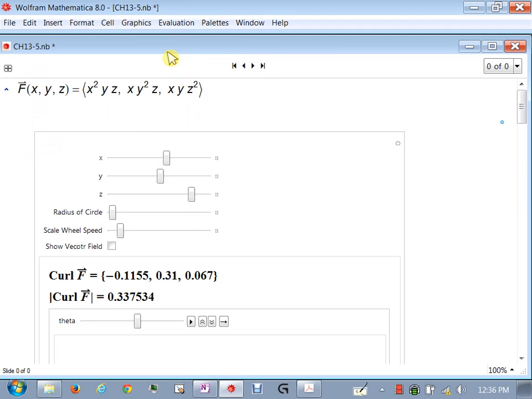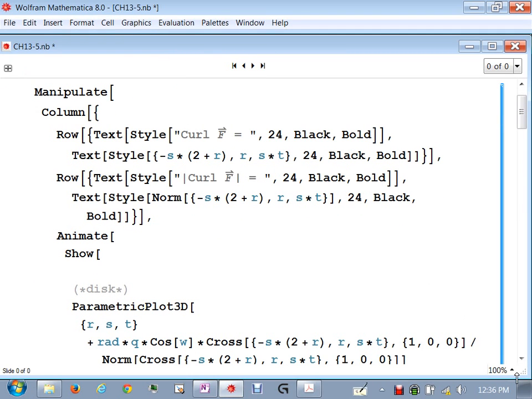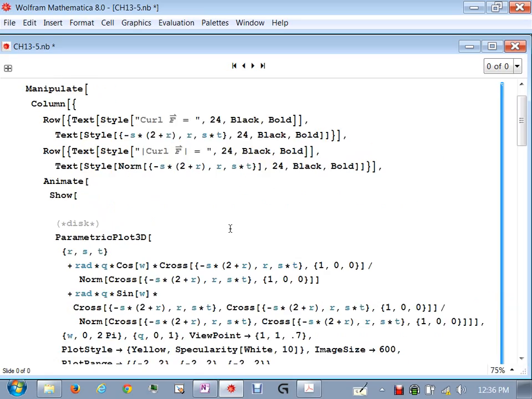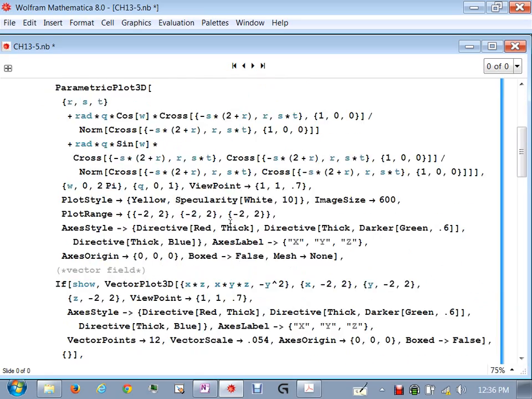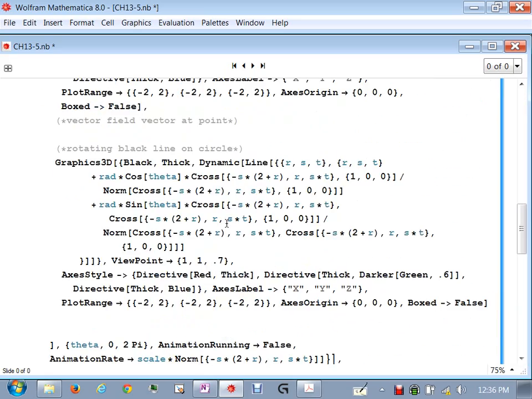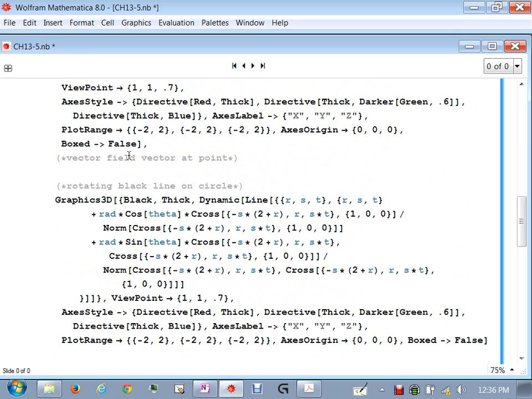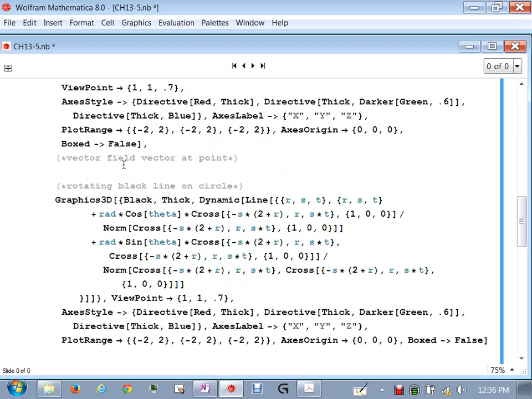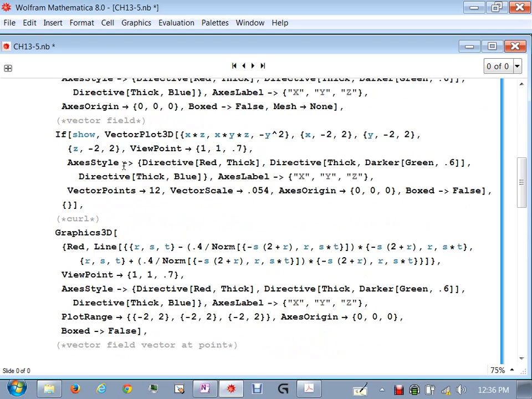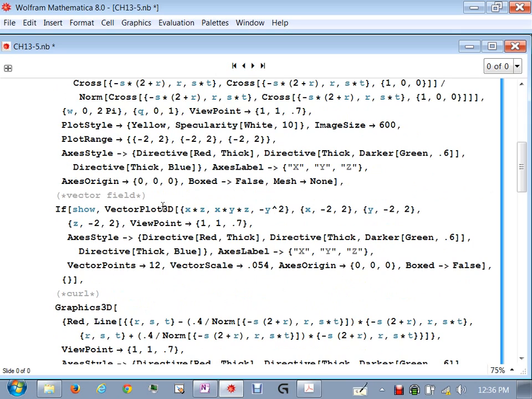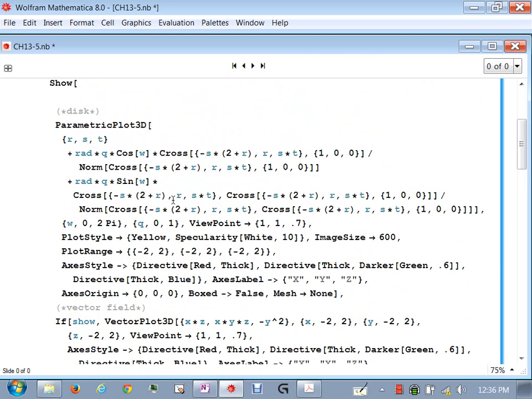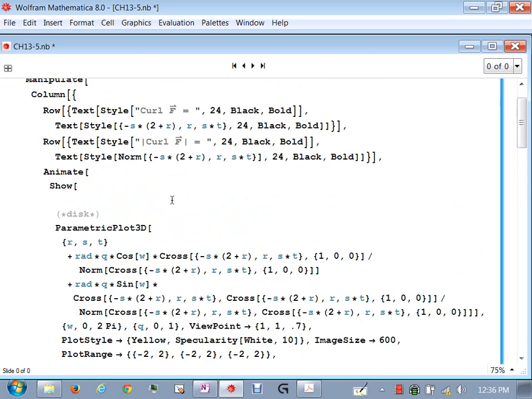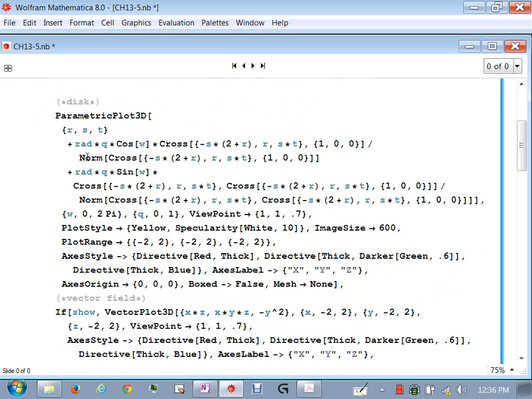If you want, you can mess with it yourself. See if you can come up with it. I wouldn't expect anyone in here to do it. Where is it? I don't even know where it is in here. Rotating black line and circle. I'm not sure where it is. It had to be built off the vector, correct. There it is. Here's the formula for the disk right here.